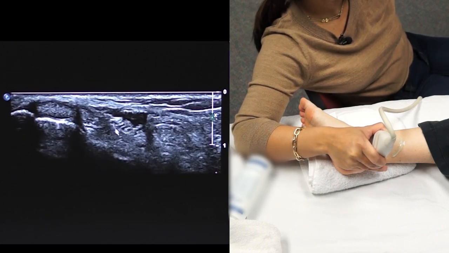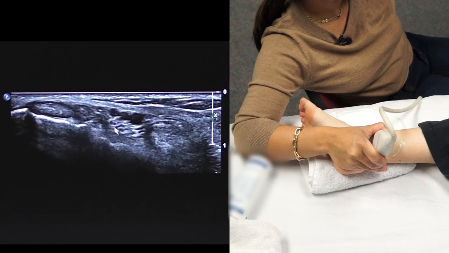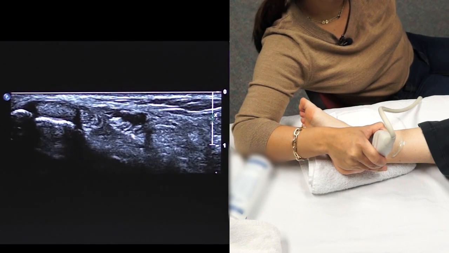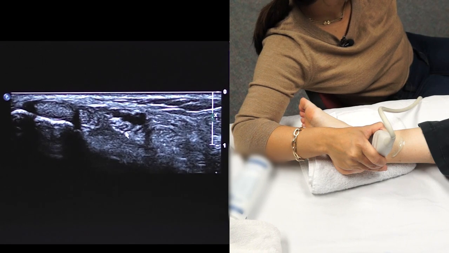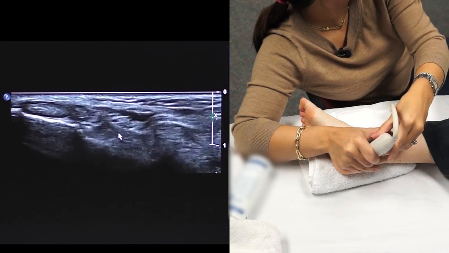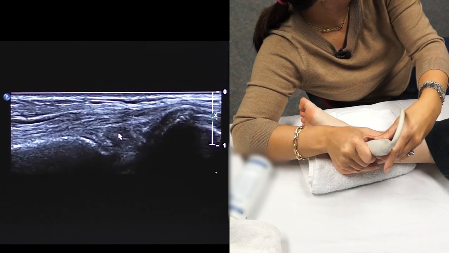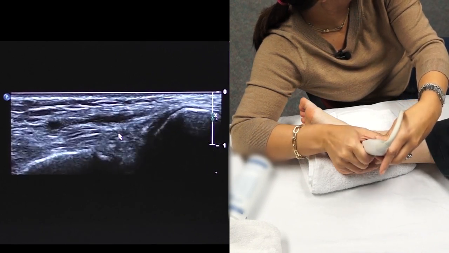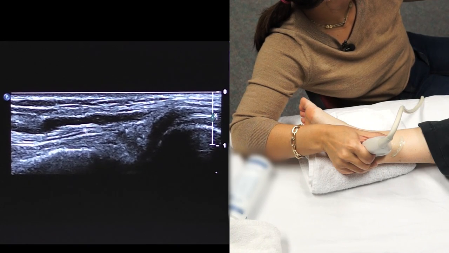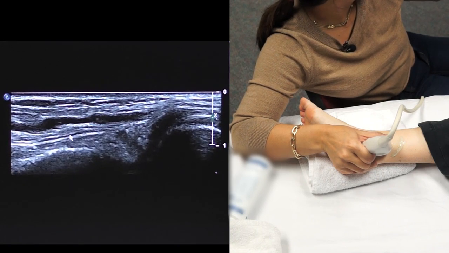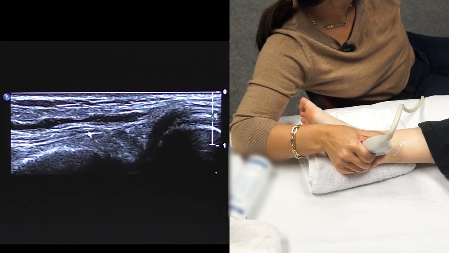So again, you'd be looking for loss of the normal architecture or decreased echogenicity of this nerve, the loss of the echogenic perineurium and epineurium, or you would look for abnormal thickening of the nerve. But this is the tibial nerve right here in long axis. So you'd want to be looking at the nerve in long and short axis.